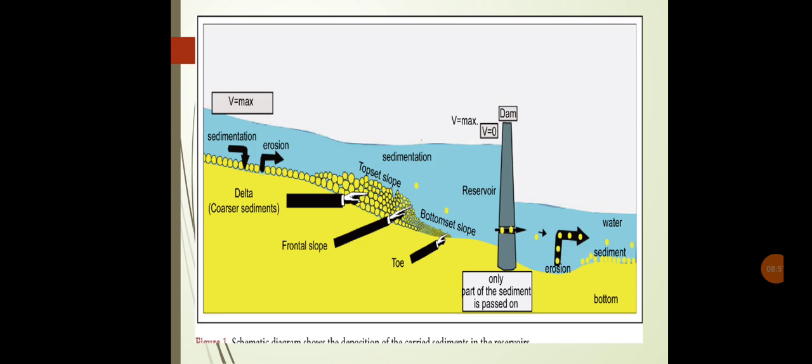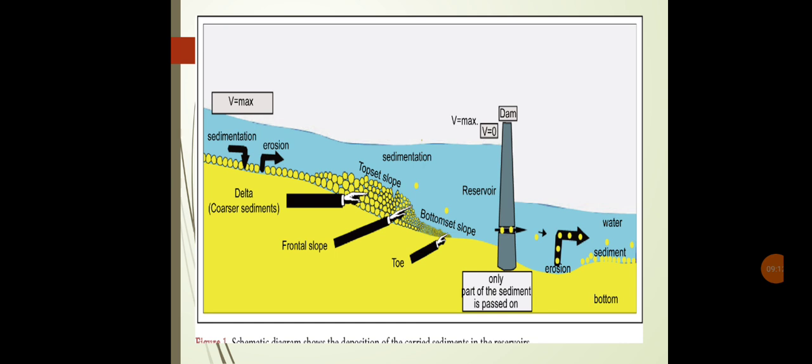Then you can see here that a large number of particles have settled down in this reservoir, so the eroded particles keep decreasing the volume of water storage in the reservoir. Then there is the toe slope, the bottom slope, the front slope, and the delta.